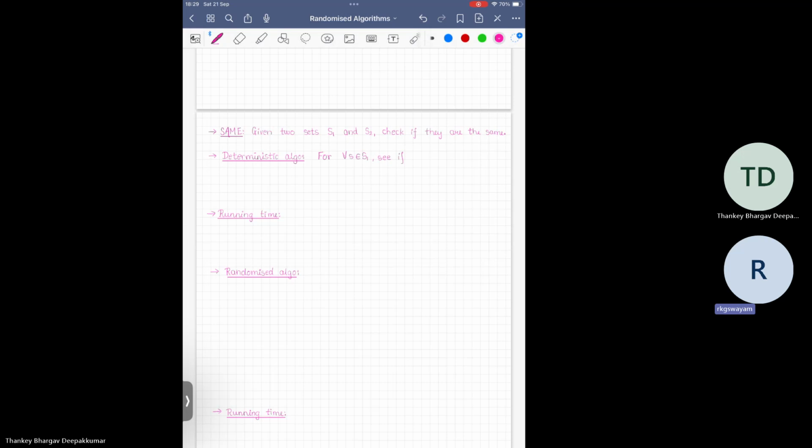But this problem is very interesting. Why? Because this set is an unordered collection, so I cannot think of anything similar to binary search.